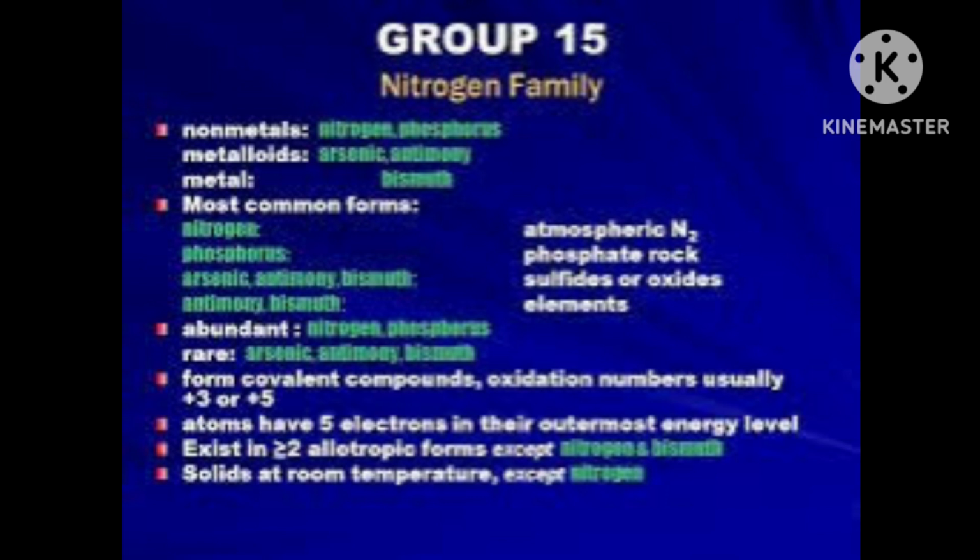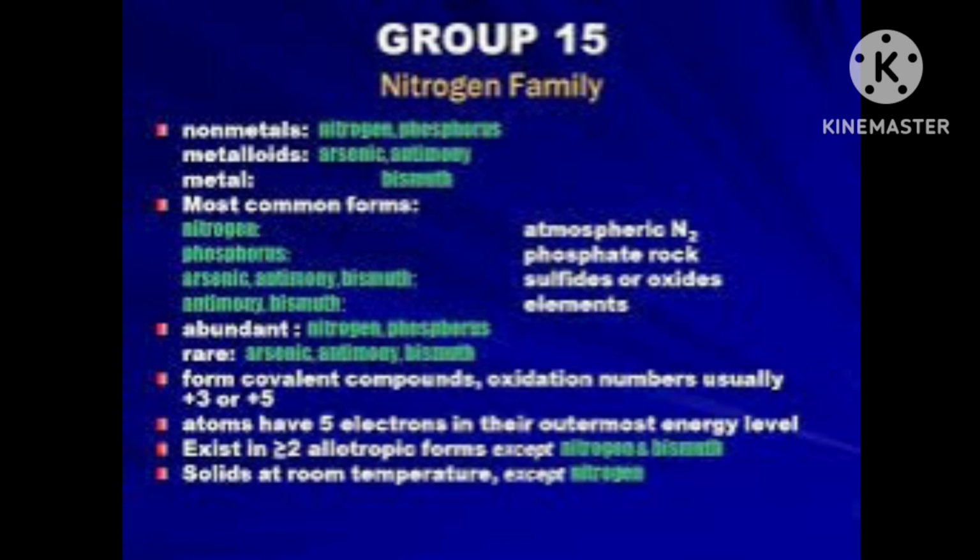Now, I am telling you this about nitrogen. Nitrogen is restricted to a maximum covalency of 4. Why only 4? Since only 1 s and 3 p orbitals are available for bonding. That's why the maximum covalency is 4 for nitrogen. Correct?